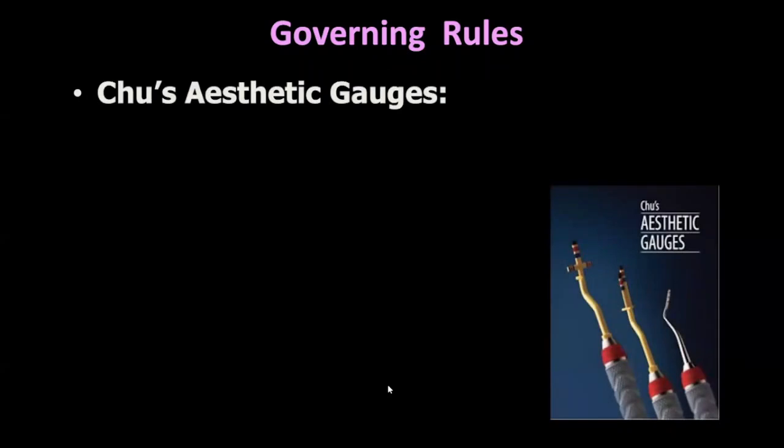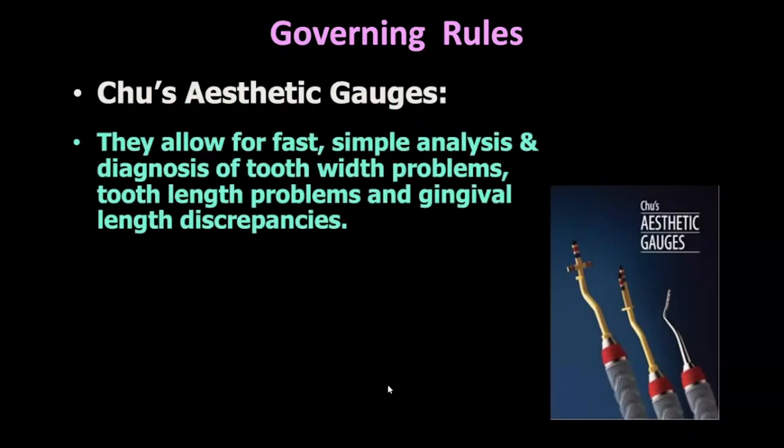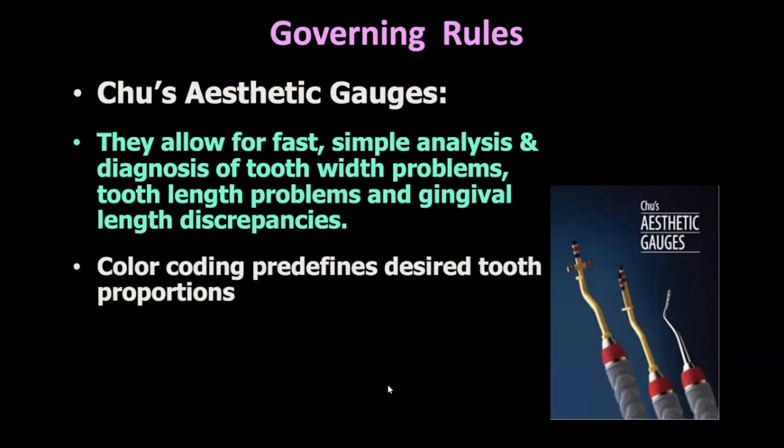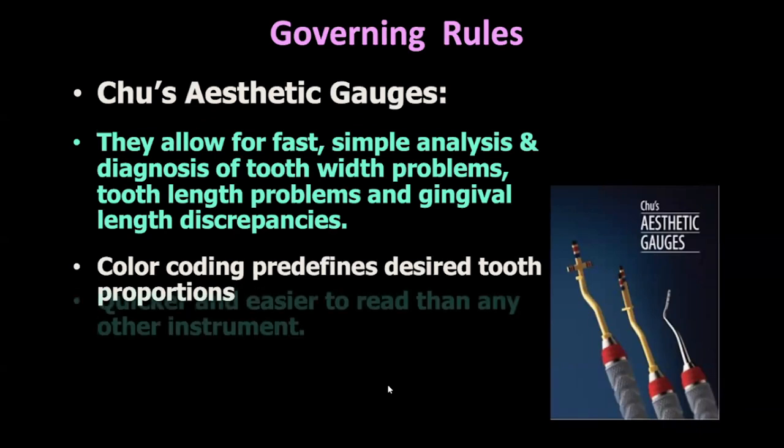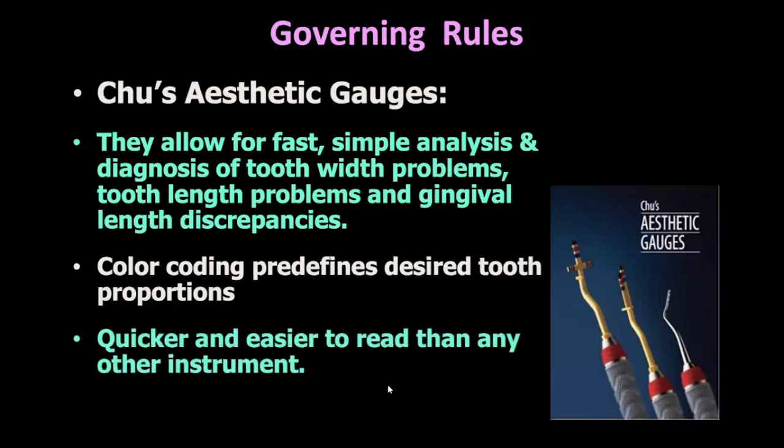Just for the theoretical part, the last of them is the aesthetic gauge. These are the gauges which are used by lab technicians and doctors for easy communication. And mostly they are used for ceramic veneer fabrications. In India, they are not very popular, but yes, abroad, people use them very frequently just for ease of communication, nothing else.